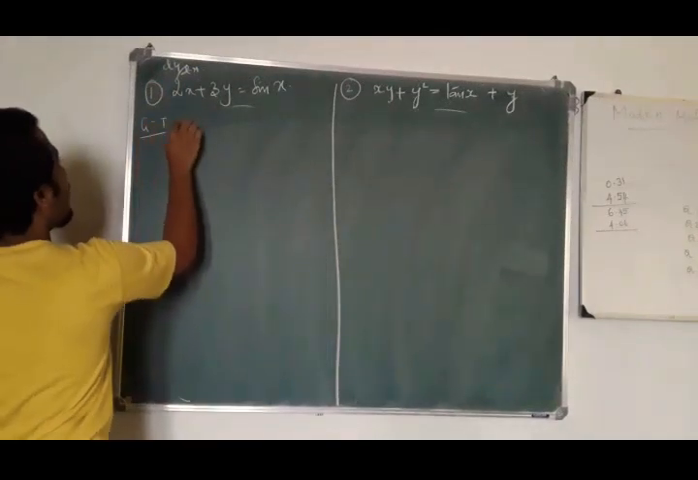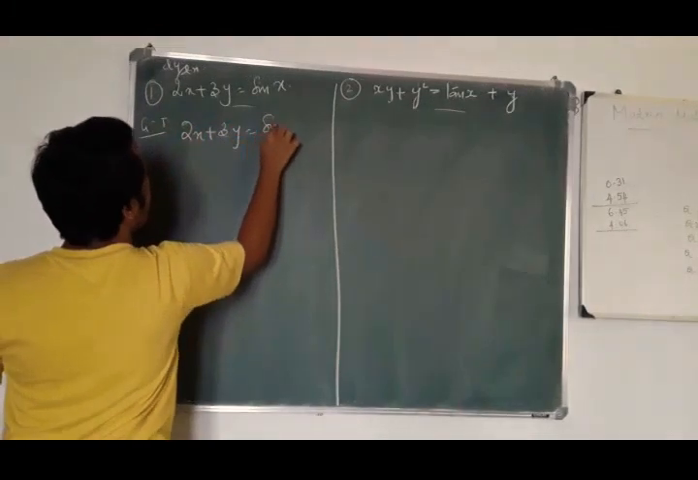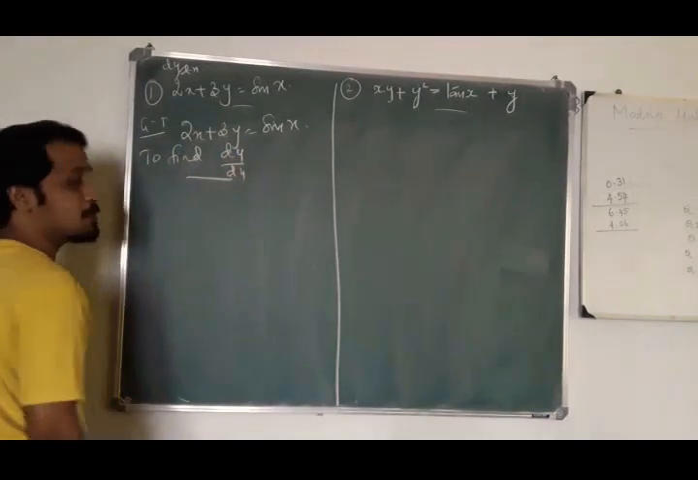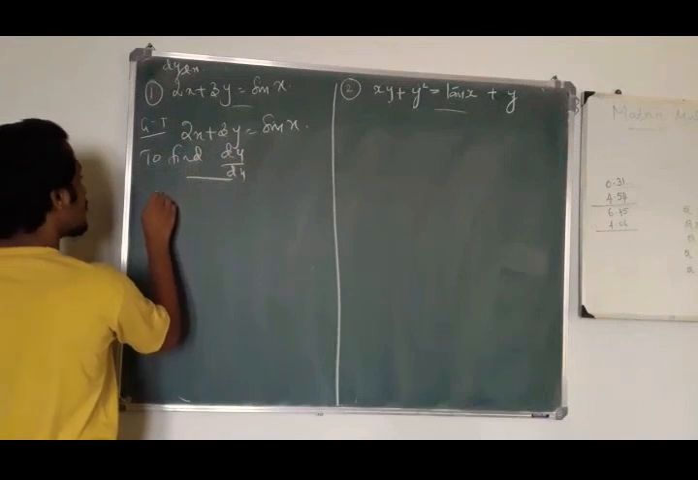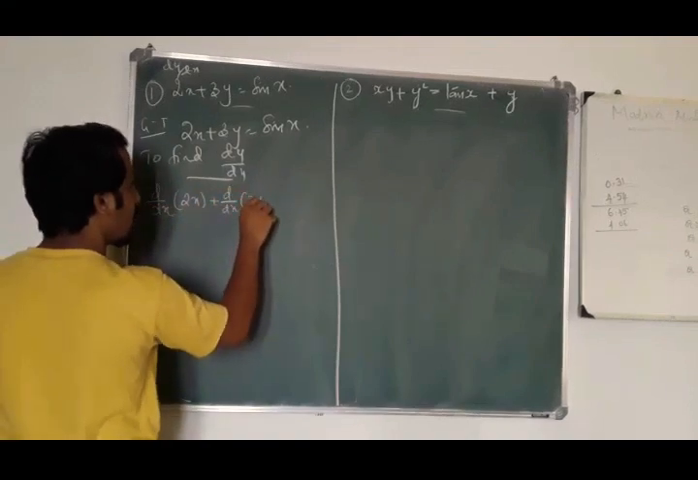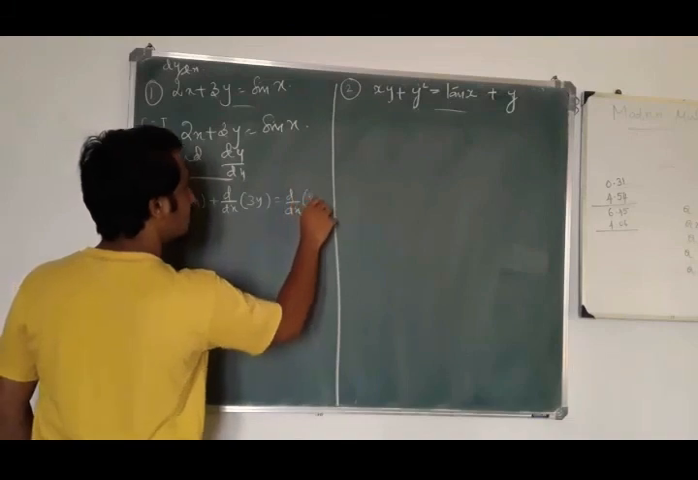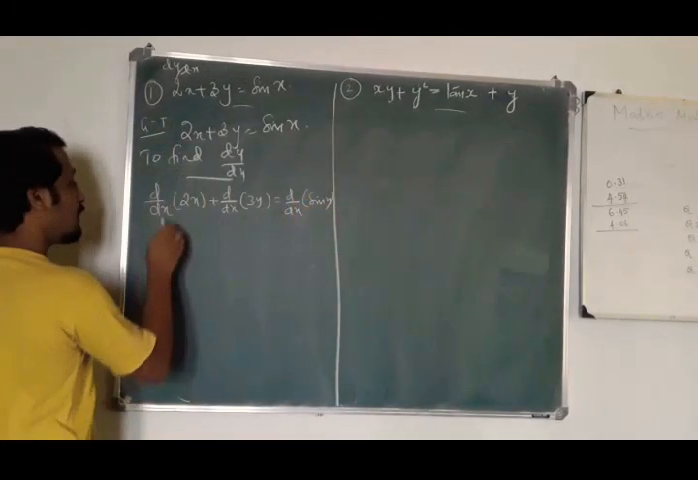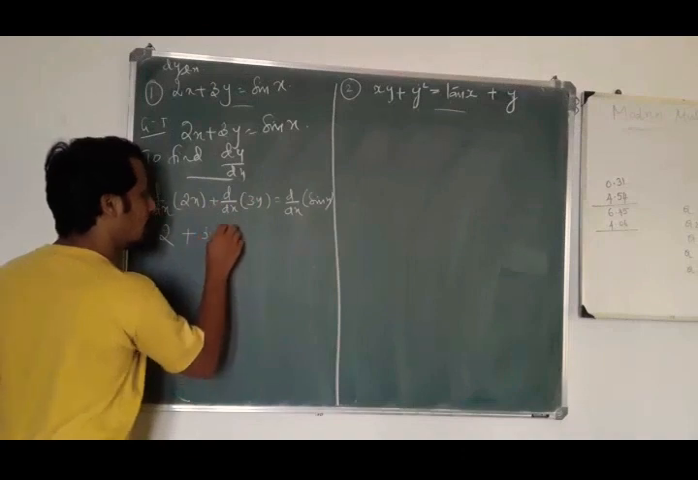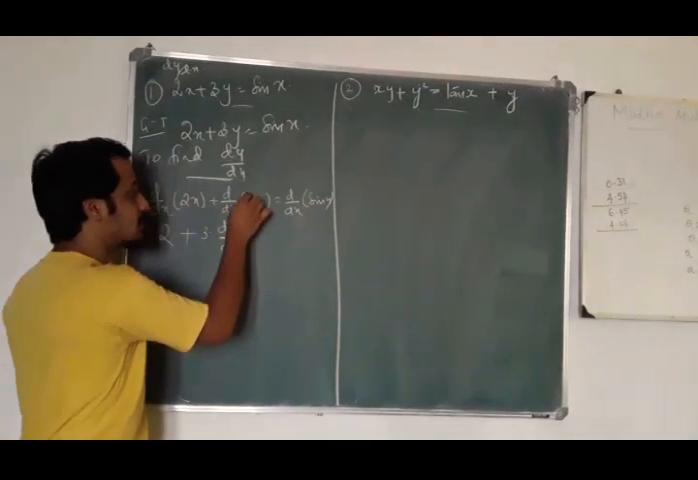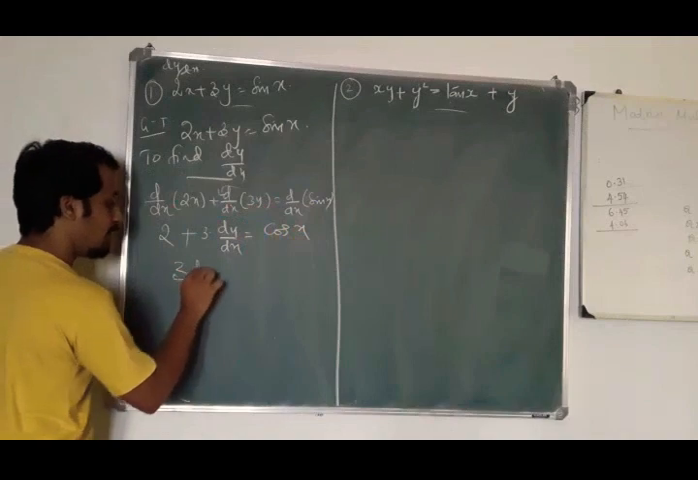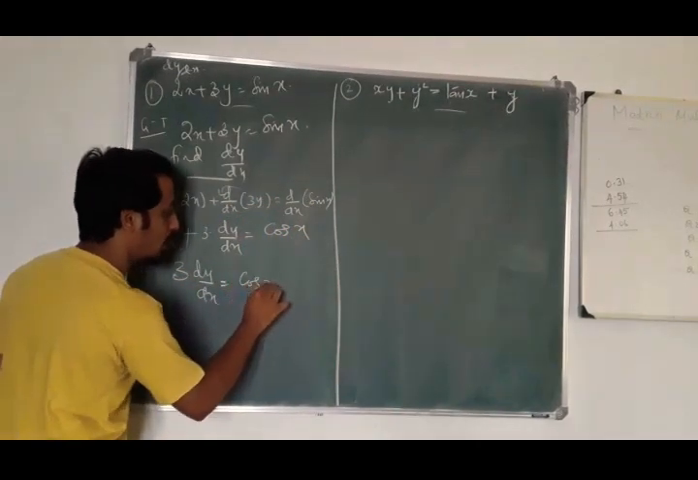First, given that 2x plus 3y is equal to sin x. To find dy by dx, I have to differentiate with respect to x. So d by dx of 2x plus d by dx of 3y is equal to d by dx of sin x. Derivative of 2x is nothing but 2, plus differentiation of 3y is 3 into dy by dx, is equal to derivative of sin x, which is cos x. So 3 dy by dx is equal to cos x minus 2.